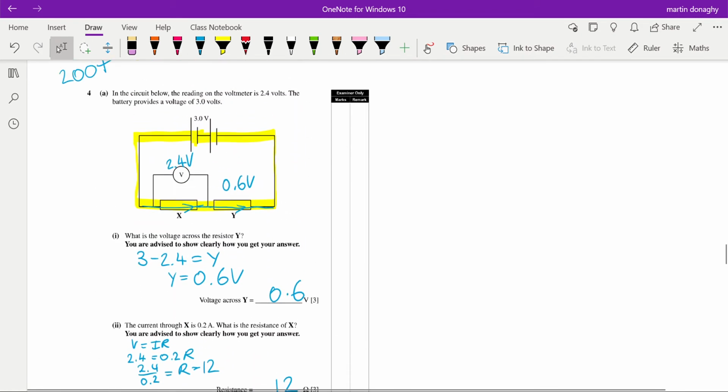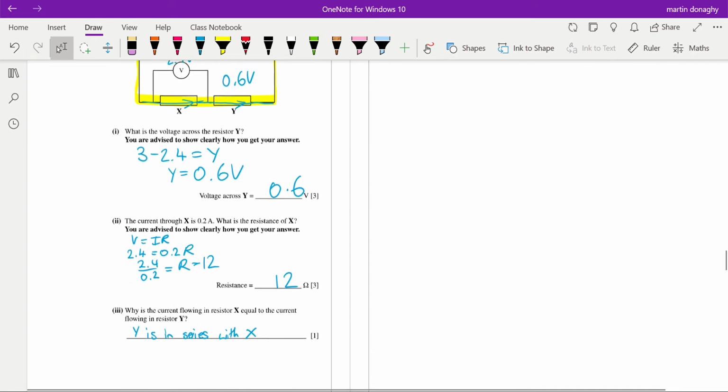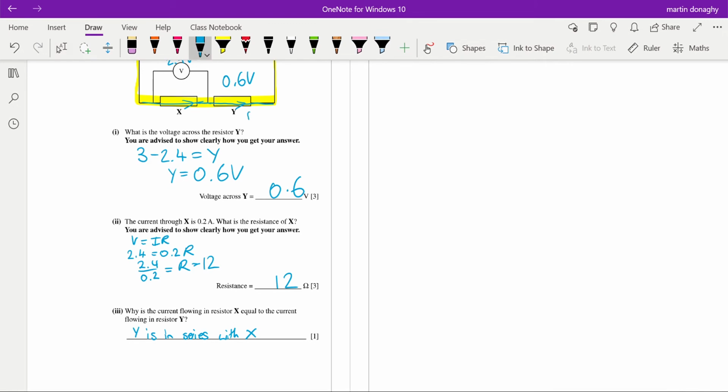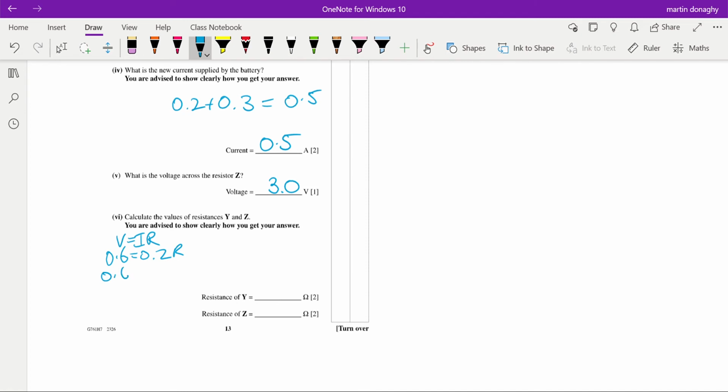Now, we can go up here to work out what Y is, because we know the current is 0.2 amps. That's 0.6 volts, so we can do V equals IR, and we had 0.6 is equal to 0.2 times R. 0.6 divided by 0.2 equals R, which is 3 ohms.